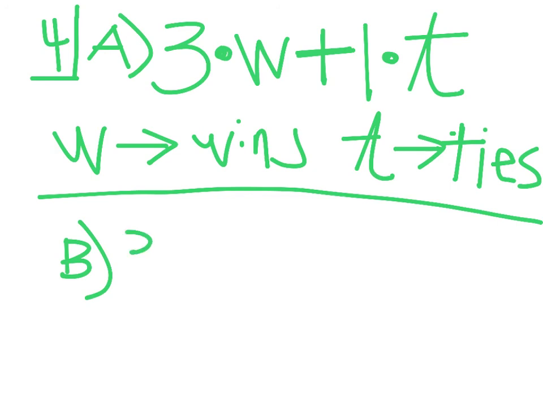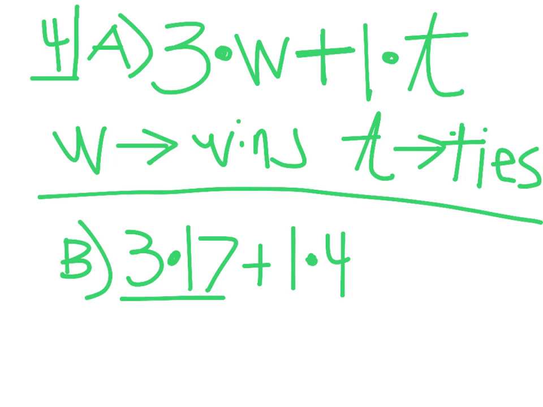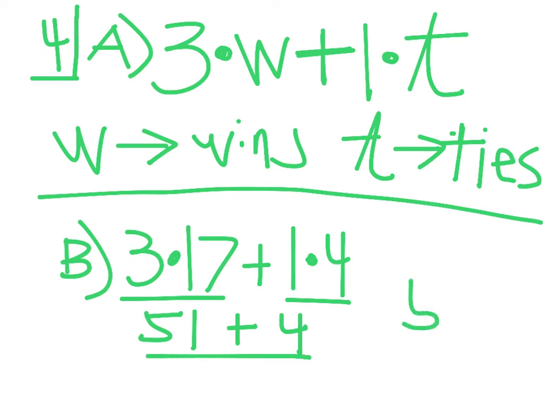All I'm going to do is plug in this information into what I just created in part A. So 3 times W, or 3 times 17 for the wins, plus 1 times T, the number of ties, which was 4. Now I take it and find the value. 3 times 17, I'm using PEMDAS once again, plus, underlining 1 times 4, and then my last step is to add those together. So the North Rockets would have 55 points.